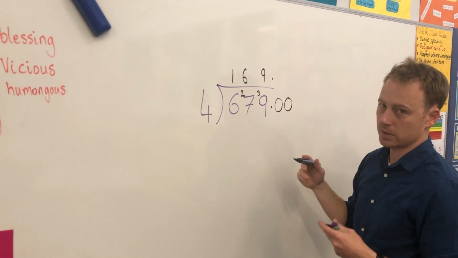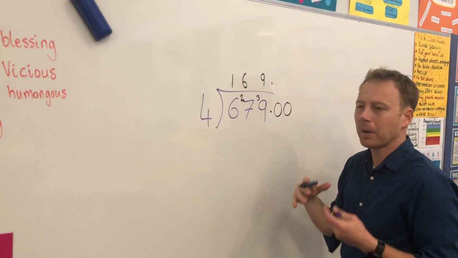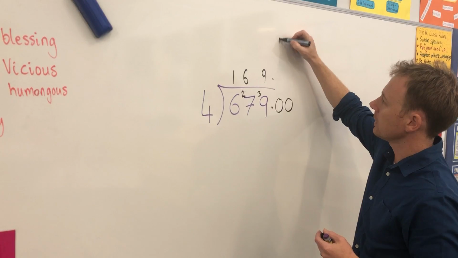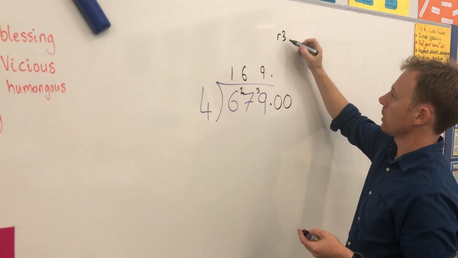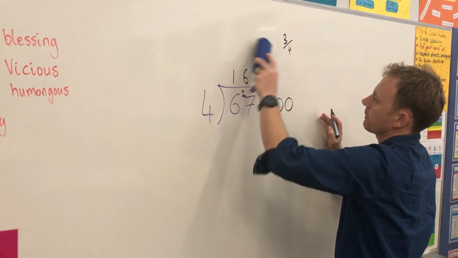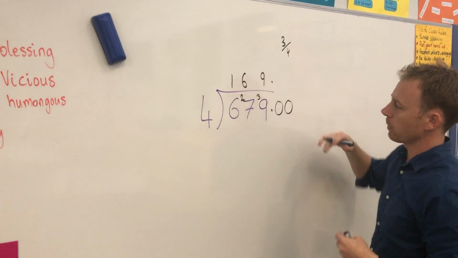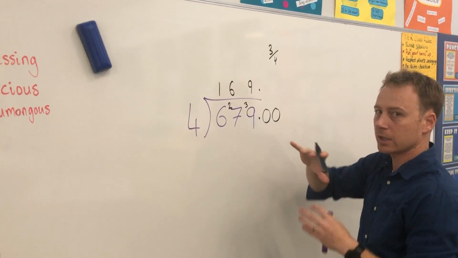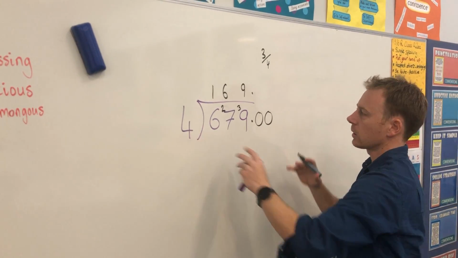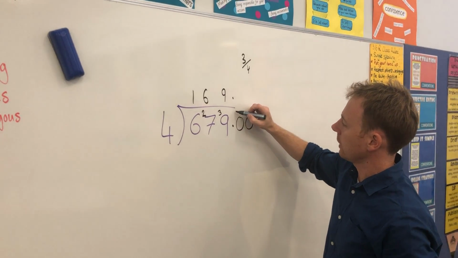Now I've got leftovers, and this is where it gets interesting, but you'll see the pattern, okay? So there are 3 left over. Now normally, you might write remainder 3, or 3/4, and you could write that as a fraction for your next bit. But we're going to do it as a decimal, okay? And this will always work for whatever number you're dividing by. It'll always work. So there were 3 left over.